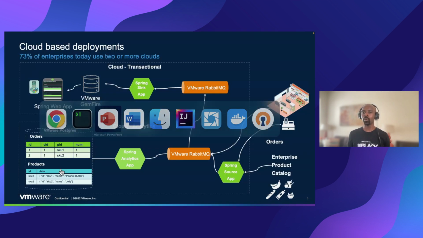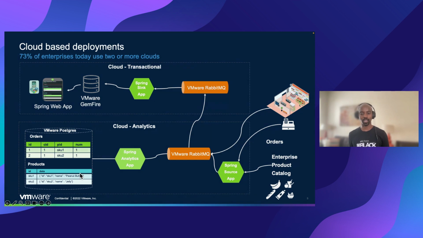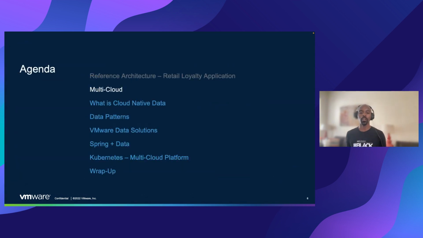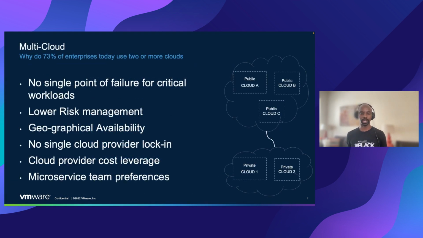Now let's talk a little bit more about how this is actually architected. First, we'll go into multi-cloud. Well, I have been blessed with the opportunity to talk to many different customers that have been deploying really cool solutions in the cloud. Most of them utilize more than one cloud for various workloads. In fact, based on VMware's research, 73% of customers are using more than one cloud for various reasons.